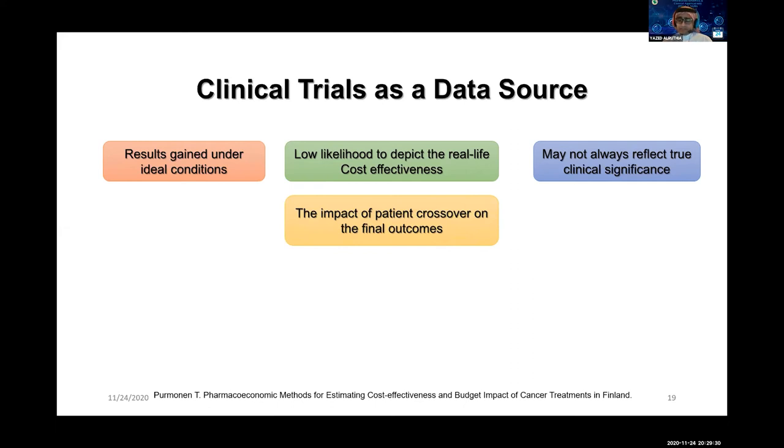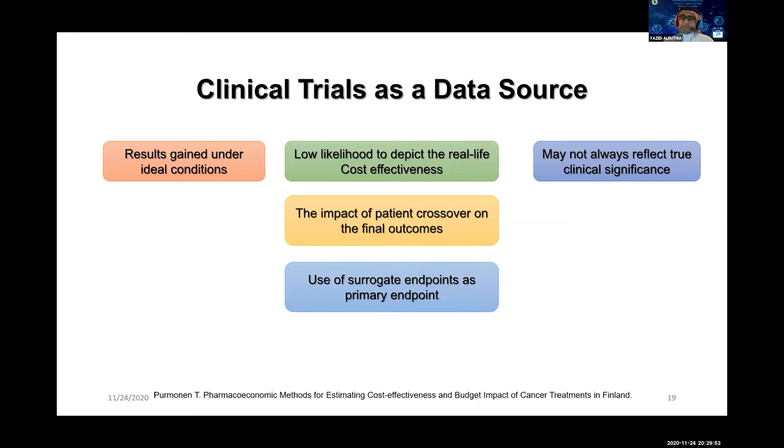The impact of patient crossover on final outcomes, we do know, especially when we talk about medication used in oncology, there are some patients who crossed over to different arms of treatment, so they can create some form of contamination to the arm of treatment and then can actually overestimate the impact of the new treatment or underestimate it. So this is one of the limitations of the clinical trials used in economic evaluation.